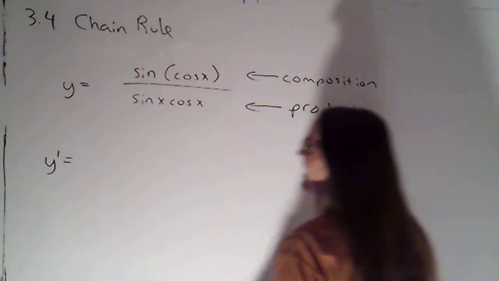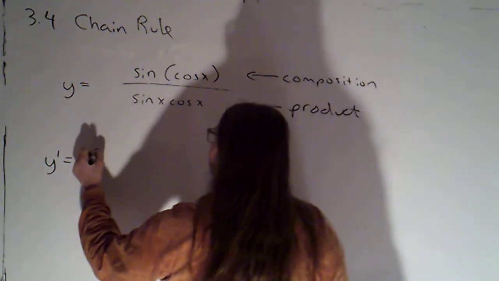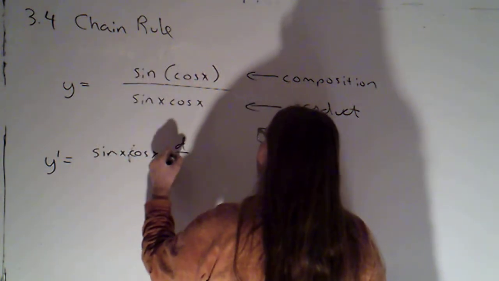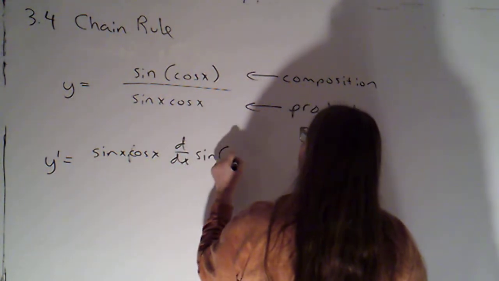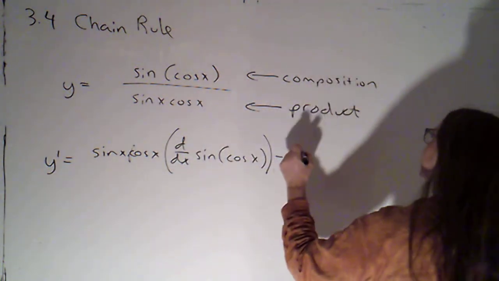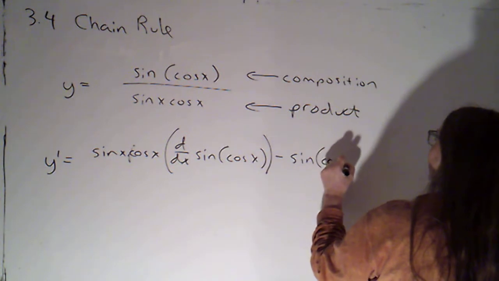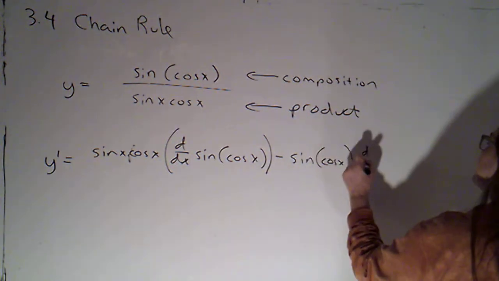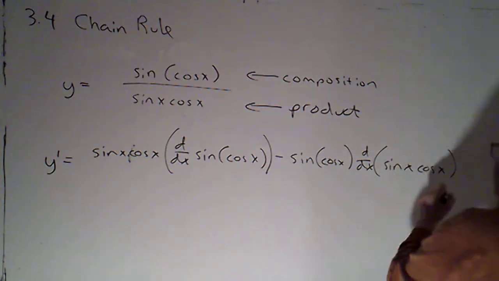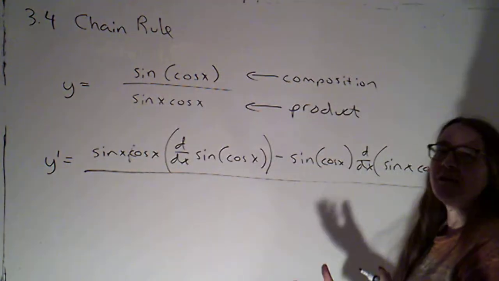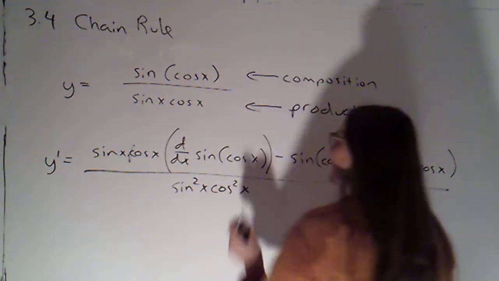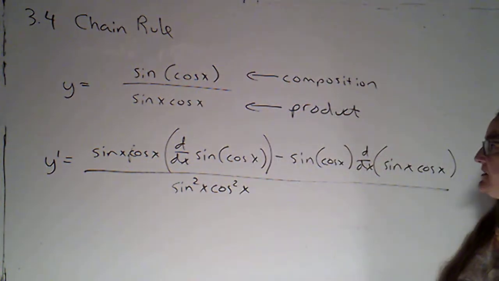So y prime, using quotient rule, we get low, sine x cosine x, d high, times the derivative of sine of cosine of x, minus high, sine of cosine of x, d low, times the derivative of sine x cosine x, all over square the bottom, and away we go. If I'm squaring sine times cosine, I'm squaring each factor. So I'm just going to write that as sine squared times cosine squared.